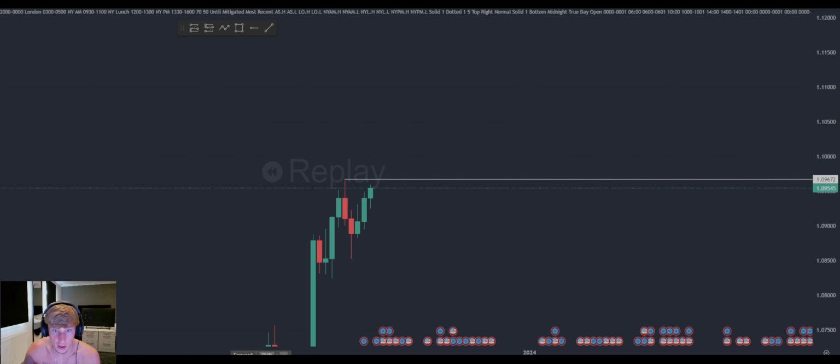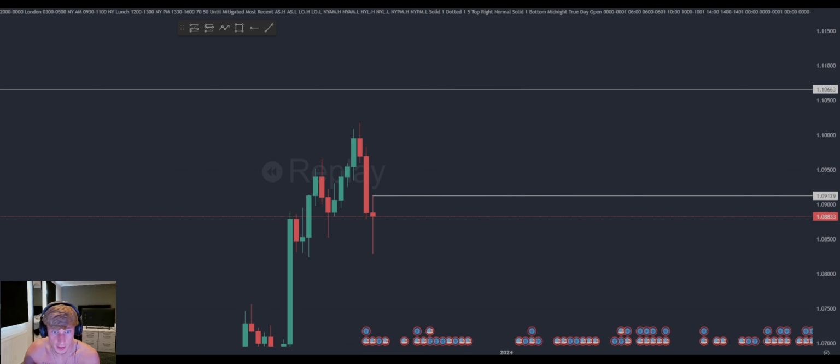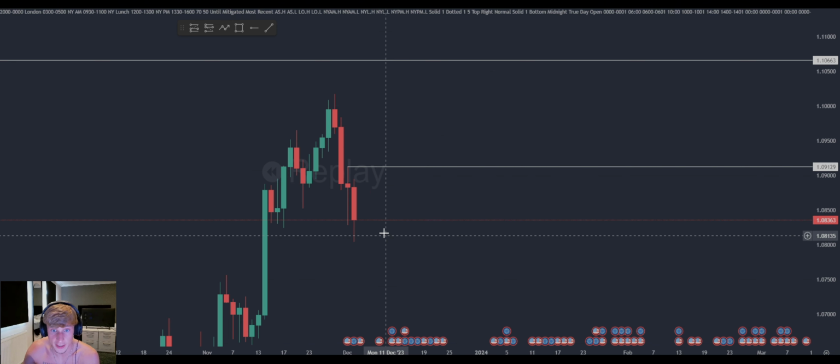What are the draws on liquidity? We have a draw right here, but we are at an order block. Price takes out the low and closes back in. Given that, you might be bullish and expect it to take out the high. Price doesn't take out the high and takes out the low, but fails to close above. So I'd be neutral.